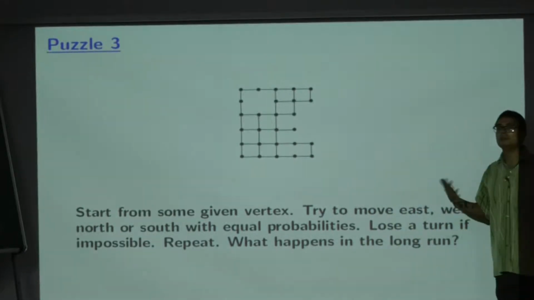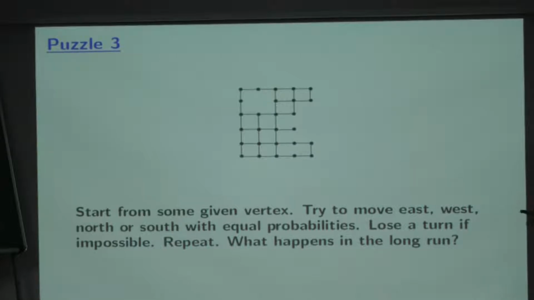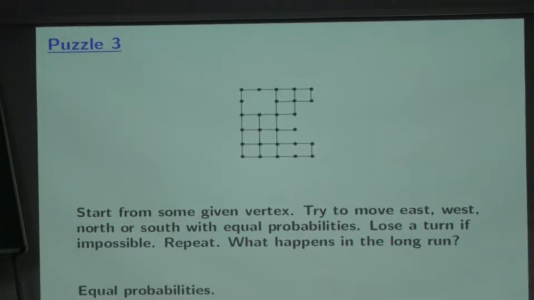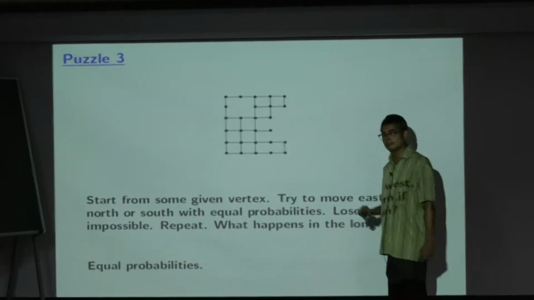Now, what do you think will be the limiting distribution? Guess, just guess. No theorem, nothing. It should be uniform. And indeed, you will now get equal probabilities. And this is a very useful result.